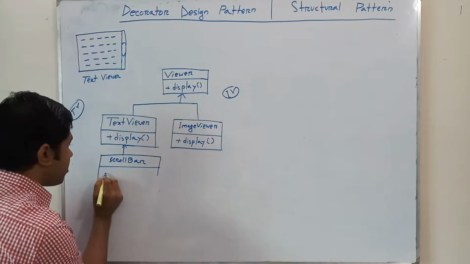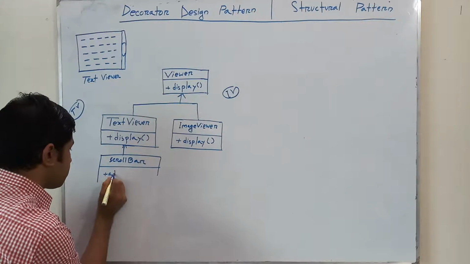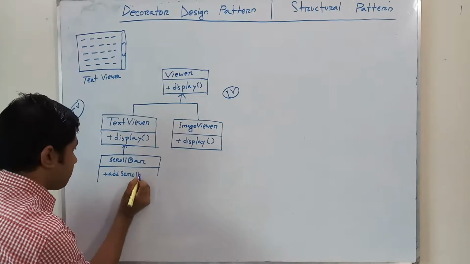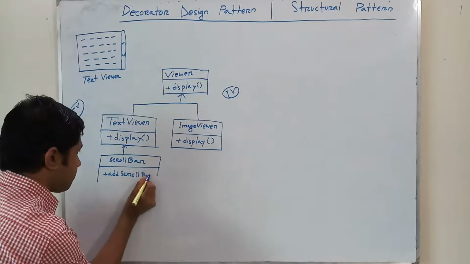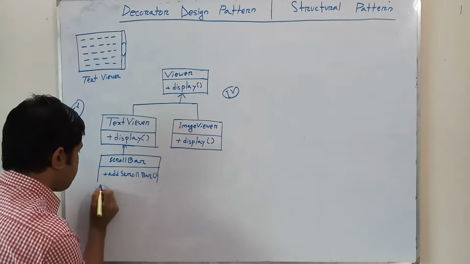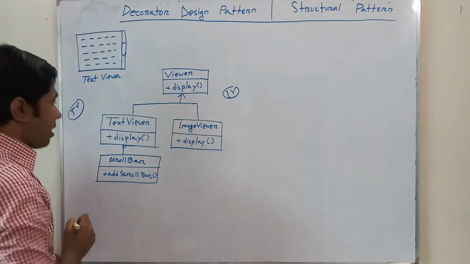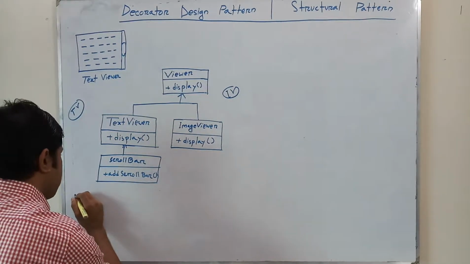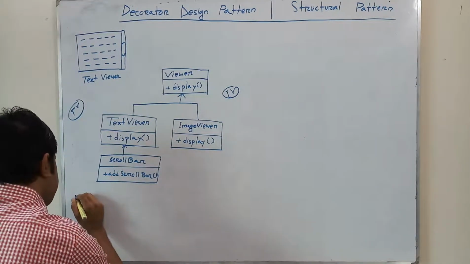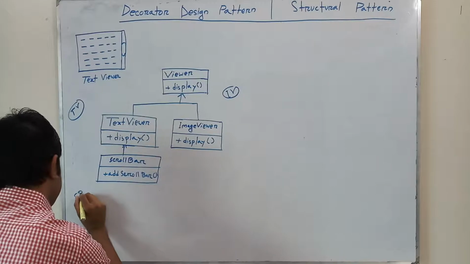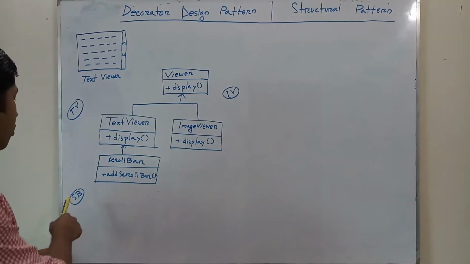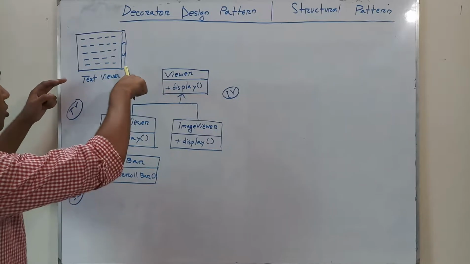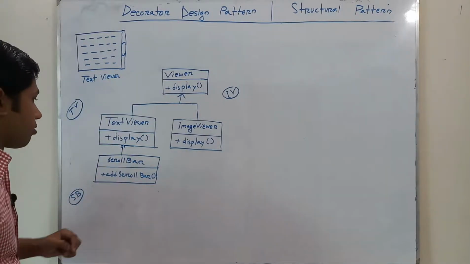Now we can add the behavior, add the scroll bar. If we create an object from the subclass, suppose the object of the subclass is SB, then the object will be able to display the text viewer and also the scroll bar.